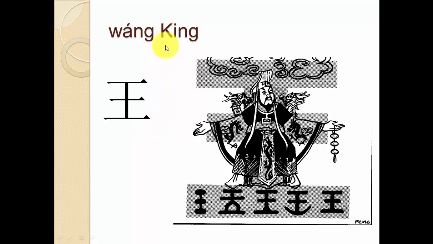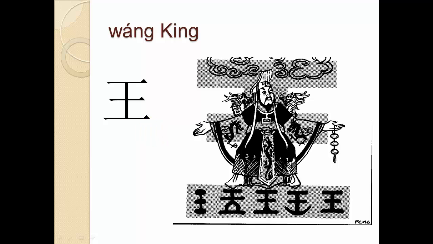This is the radical for king or emperor. He's the man who connects the line for heaven and the line for earth. Just like the Egyptians, the Chinese saw the king or the emperor as a man who connected earth with heaven, and so that's why this character has the three lines depicting earth and heaven.